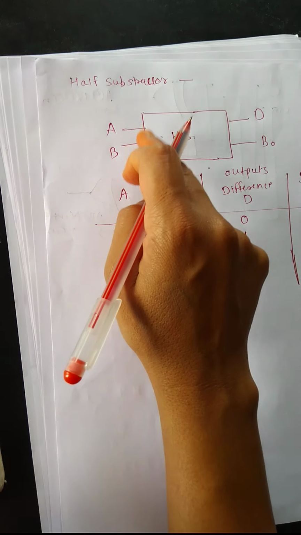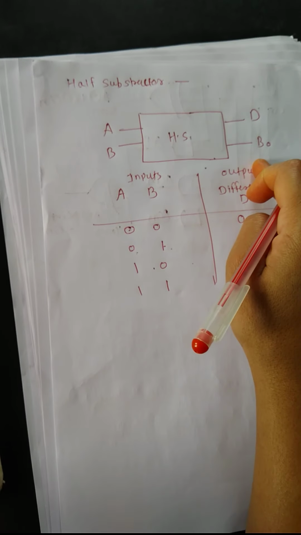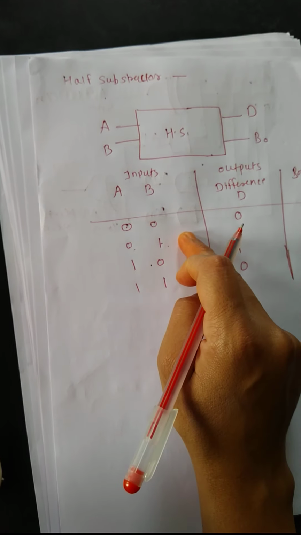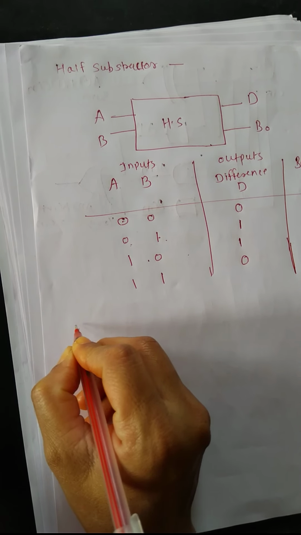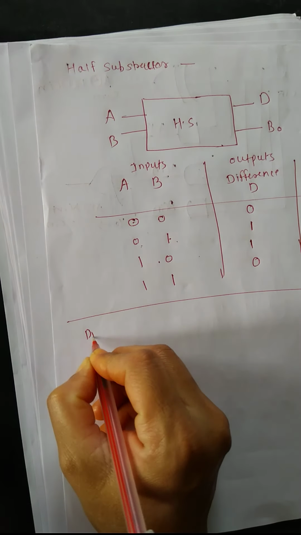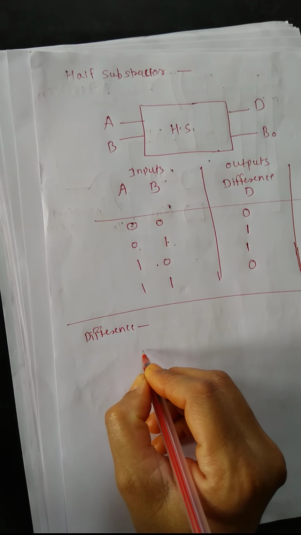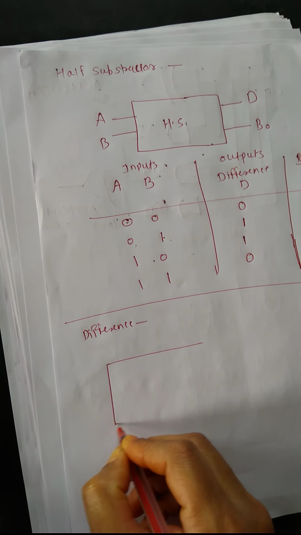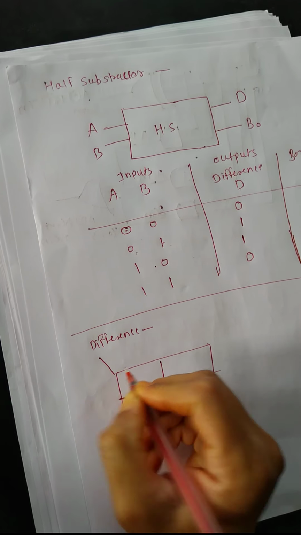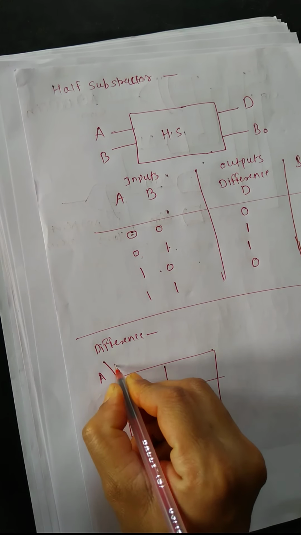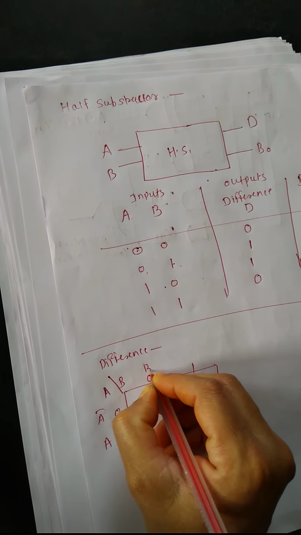This is the half subtractor, which subtracts two binary bits, and there are two inputs A and B and outputs difference and borrow. This is the truth table. From the truth table I have to derive the equation. First the equation for the difference. There are two inputs, so we require the two variable K-map structure. There are four boxes here. Input A, B, 0, 1, 0, 1. This is A bar, A, B bar, B.